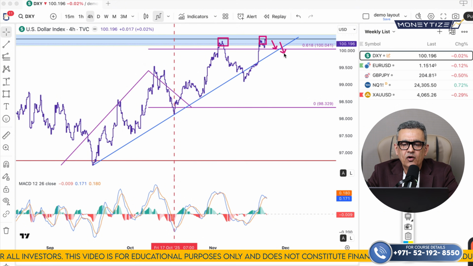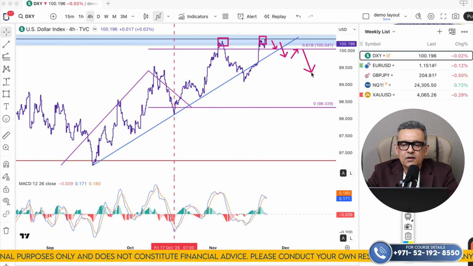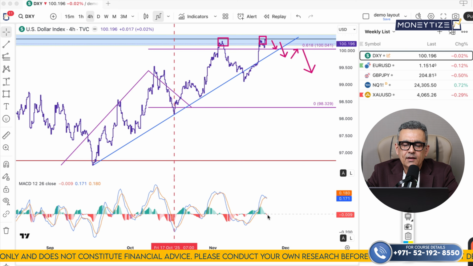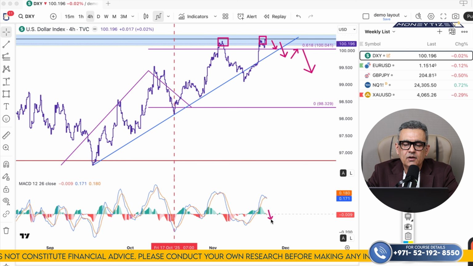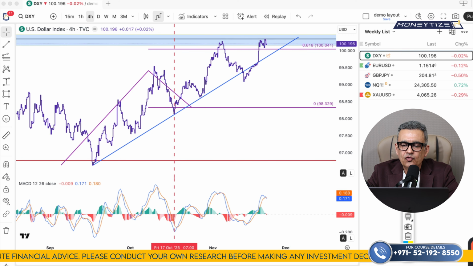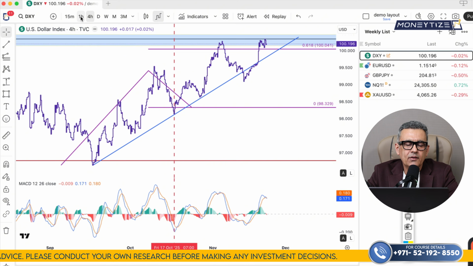If we see a fall below the rising trend line and a retest of 61.8, that is 100.04, then we can see a deeper correction in dollar index from the current level. And the MACD histogram has turned bearish again. So this shows temporary weakness in the dollar index.